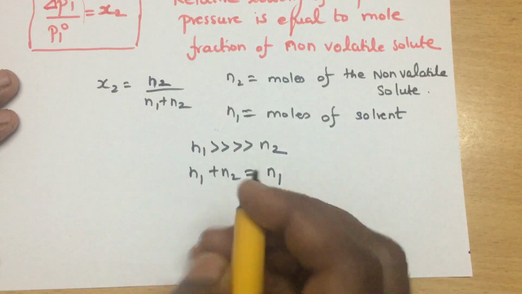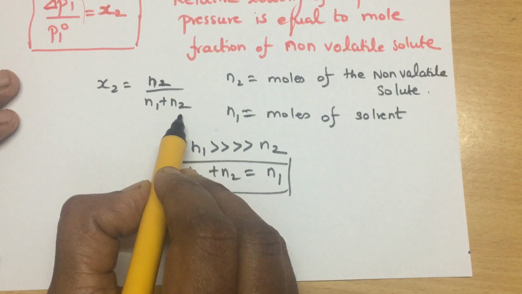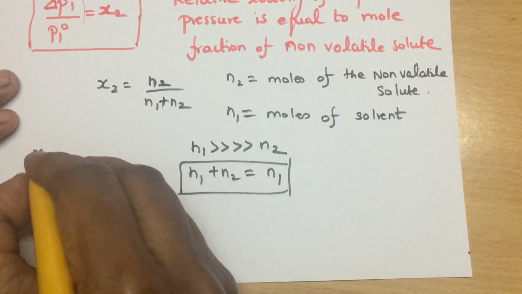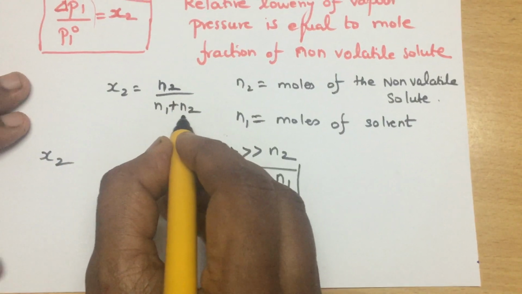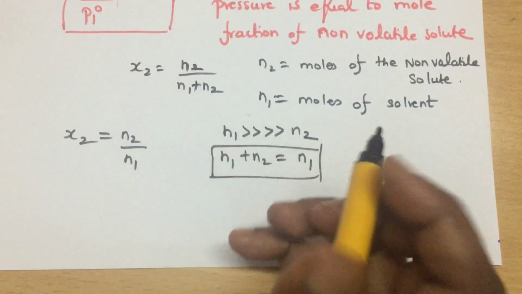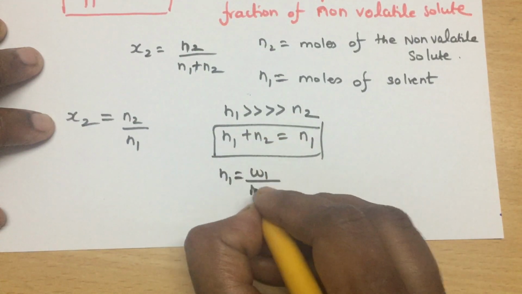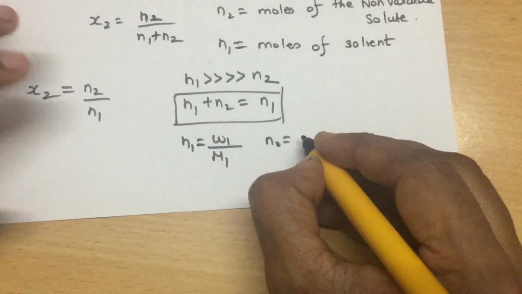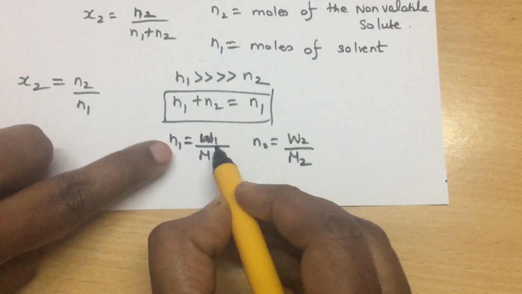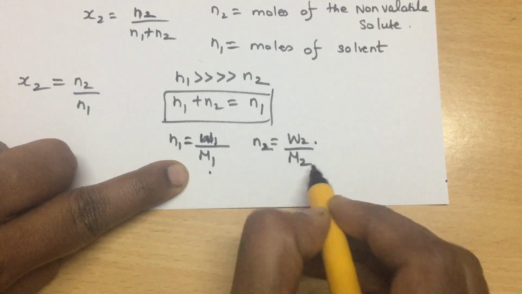இது denominatorல மாத்திரம்தான் பொருந்தும். Because since your n2 is going to be a very small value, the impact is going to be the same. So for simplification, we can remove this. இது மேலே இருந்தால் கிடையாது, only it is applicable for denominator. x2 is equal to n2 by n1. What is n1? Number of moles இல்லையா? So n1 is W1 by M1. n2 is equal to W2 by M2. What is W1? W1 is weight of the solvent, M1 is molecular weight of the solvent. W2 is weight of the solute, M2 is molecular weight of the solute.